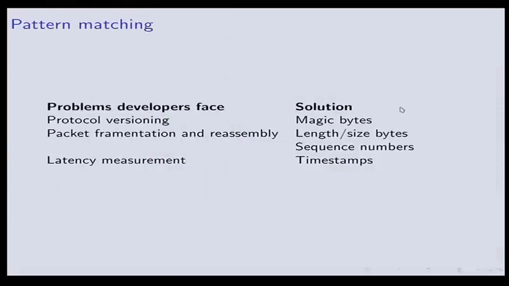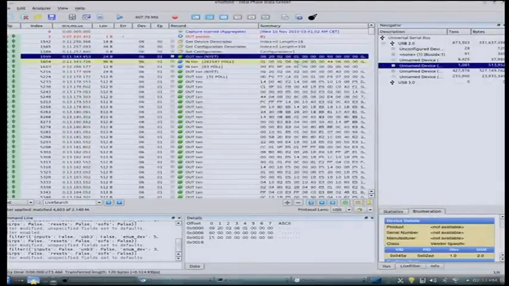sequence appearing. Next, packet fragmentation and reassembly. Generally, USB won't let you do a transfer that is 1 megabyte large. You have to break it apart and reassemble it. How do we do this with TCP? We're going to do the same thing. We have length bytes, and then we have sequence numbers.